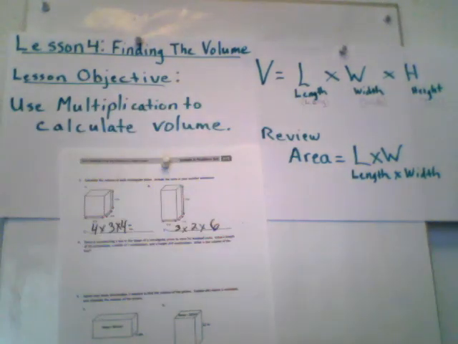So you see, you can find the volume when you're given an area and one other side, because area is already 2 of the sides multiplied together, and if you're given the third, it can be calculated.